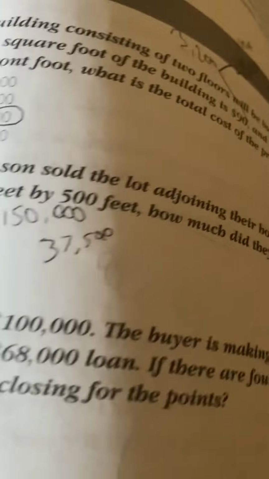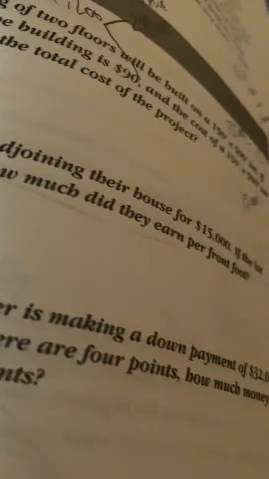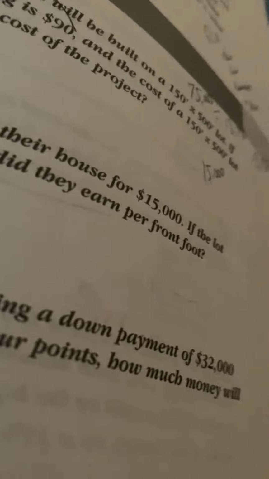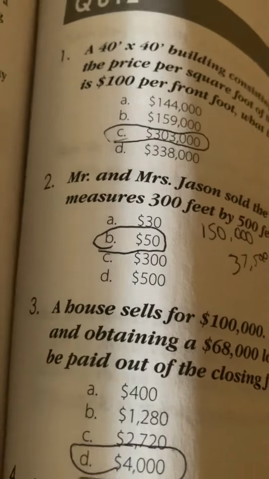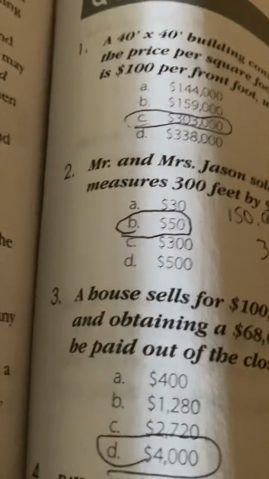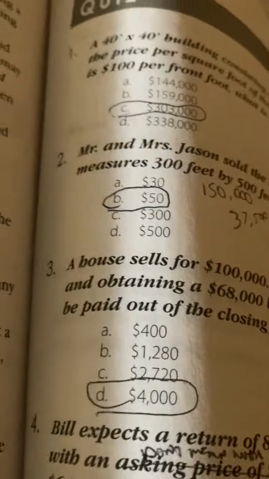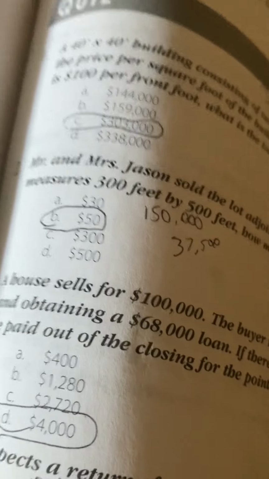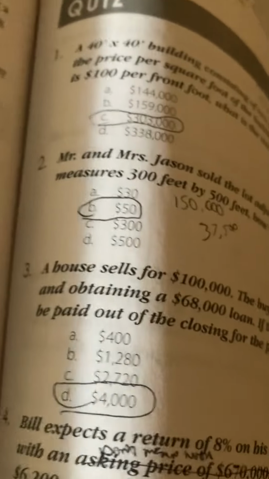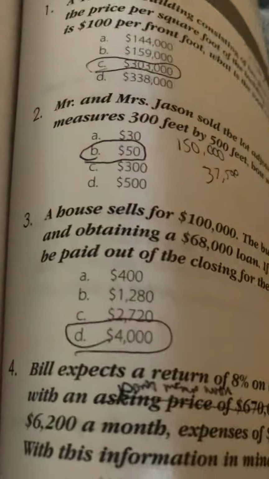Number 2, Mr. and Mrs. Jason sold the lot adjoining their house for $15,000. If the lot measures 300 feet by 500 feet, how much did they earn per front foot? A, $30, B, $50, C, $300, or D, $500? The answer is B, $50.